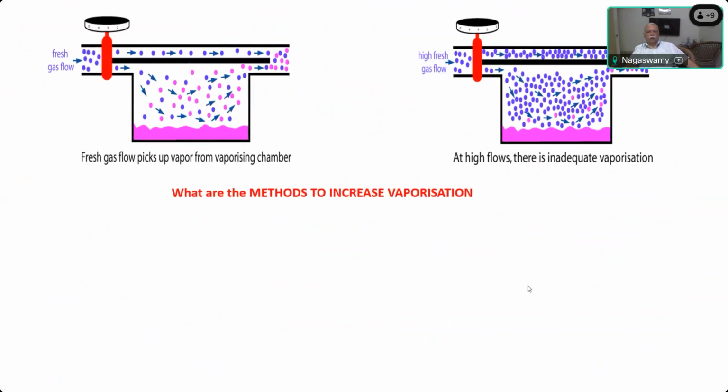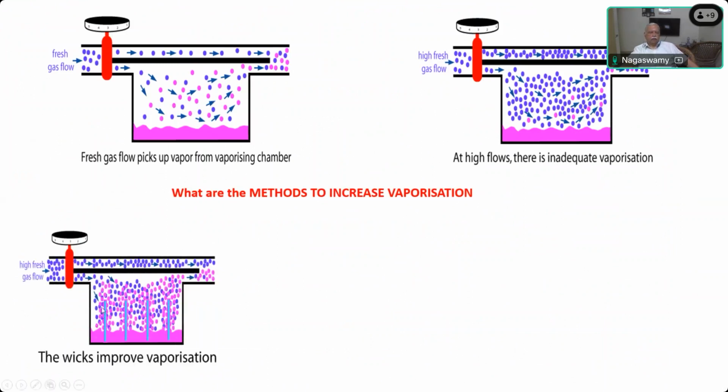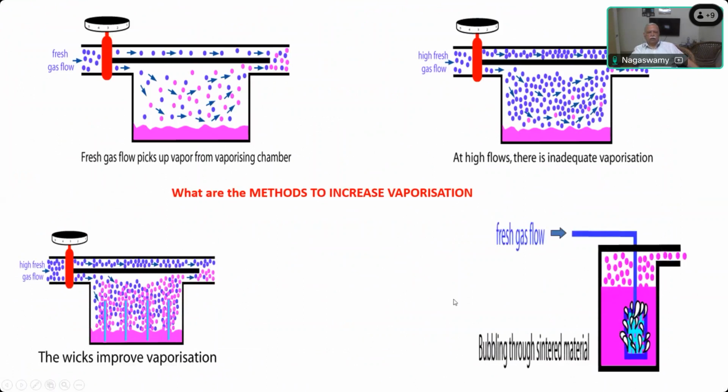And when there is a high fresh gas flow, there is less time because the gases are traveling much faster. You have less time, so only a little amount of vapor is picked up. Whereas in low fresh gas flow, you have a lot of time, so more vapor will be picked up. And these are all the wicks which increase the surface area, just like the bubble through vaporizer producing a lot of bubbles to increase the surface area. The wicks also help to increase that. And again, bubble through also increases the vaporizer output. So for increasing the vapor output, you must have fresh gas flow which is not too high. You should have wicks and you should have bubble through mechanisms.